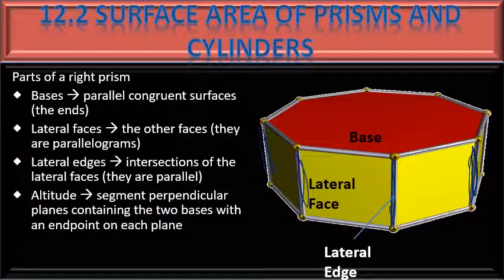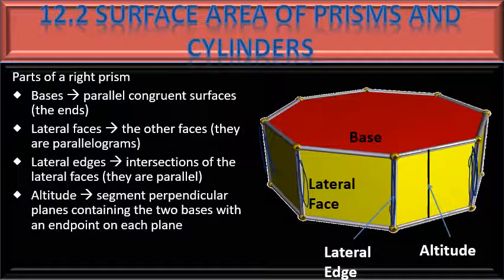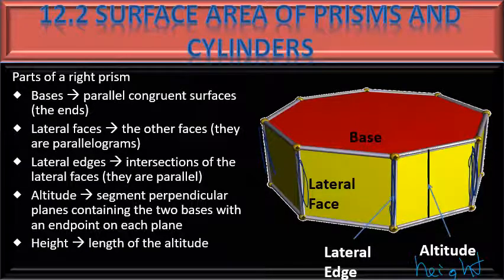The altitude would be a segment perpendicular to the planes containing the two bases. So the altitude is perpendicular to the bases, and it's like the height. Oh, let's write that one down. It is the height of the prism. Look at that. The height is the length of the altitude.